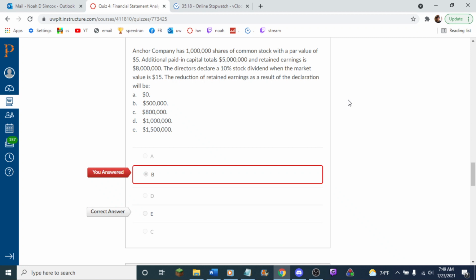Okay, now how do you do a stock dividend? Dang it. I followed the directions exactly how I was supposed to do it, and I still got the question wrong. They said the answer was E. It says you're supposed to reduce retained earnings by 1.5 million. 10% stock dividend.